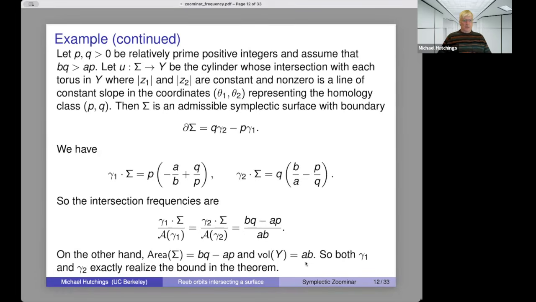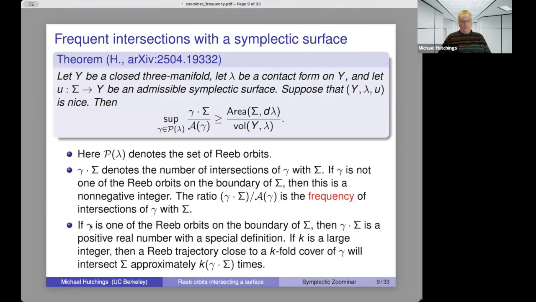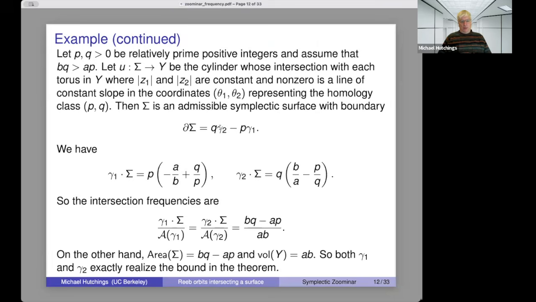So that means that both gamma 1 and gamma 2 exactly realize the bound given in the theorem. So the theorem says that the supremum is greater than or equal to this fraction, and for both gamma 1 and gamma 2, the left side is exactly equal to the right-hand side. And there are no Reeb orbits at all intersecting the interior of the surface.